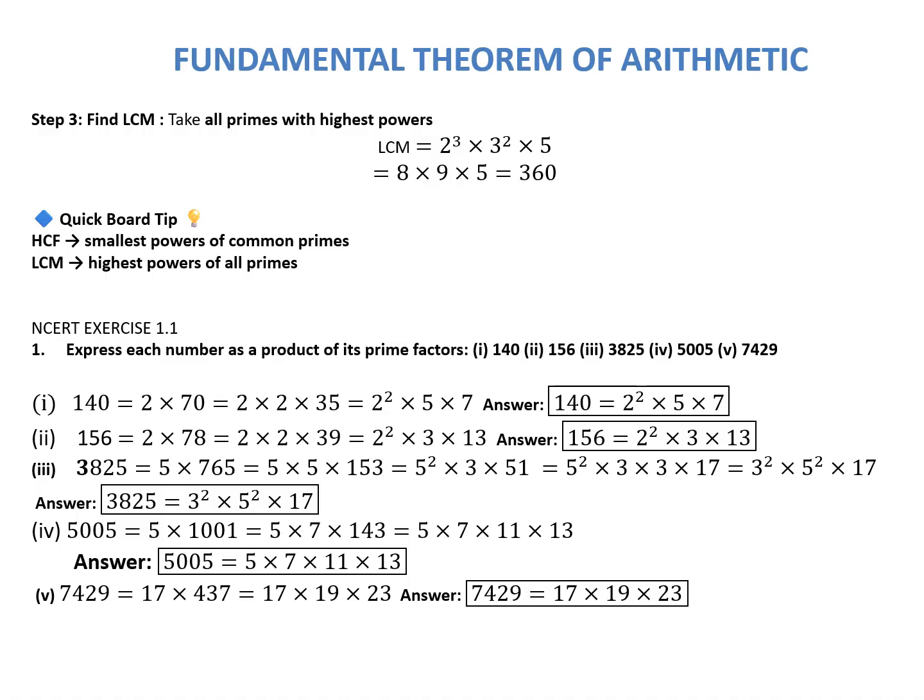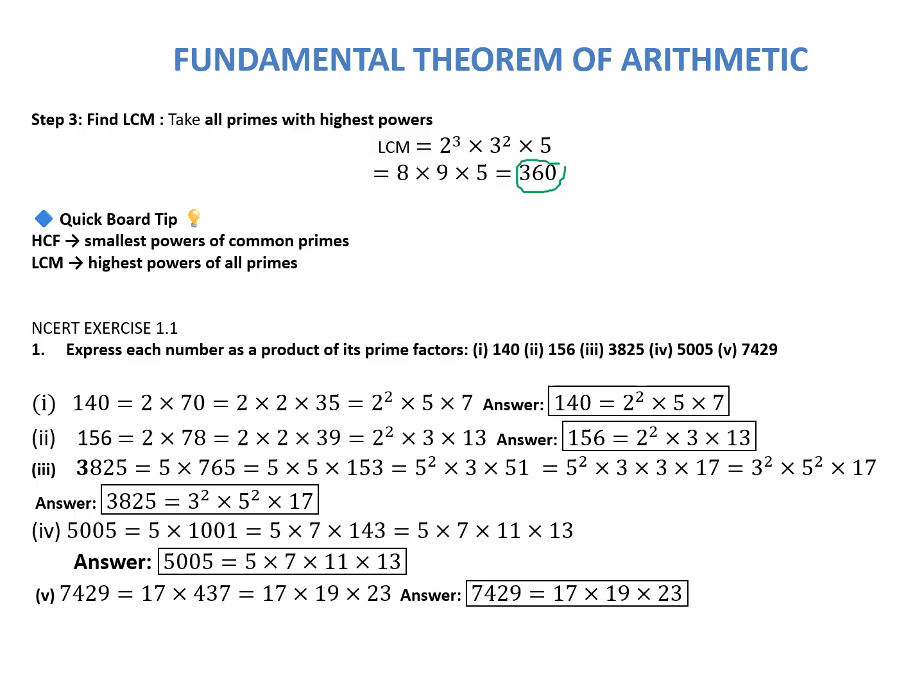Okay, so continuing the previous example that we looked into, we are going to find the LCM now. So take all the prime numbers with the highest power. So the LCM is 2 to the power of 3, which is the highest power for one number, 3 to the power 2, which is the highest power for any other number, and then 5. When we multiply these three, we get 360 as the LCM.